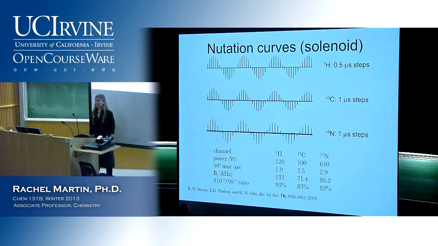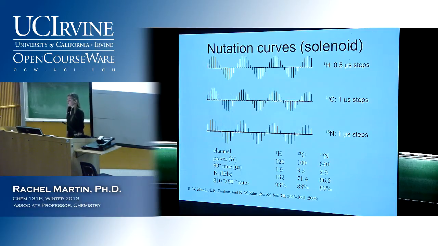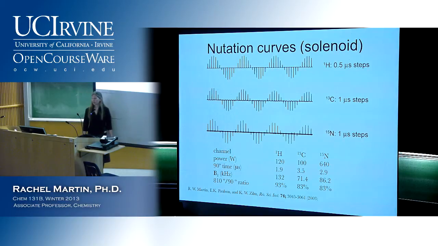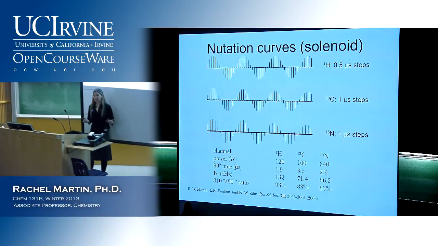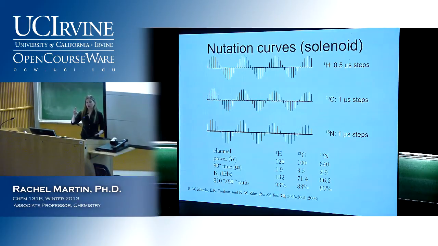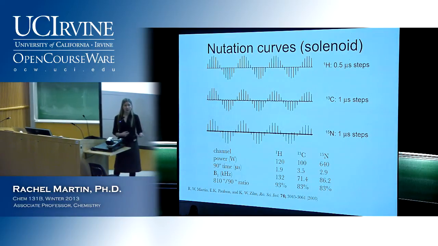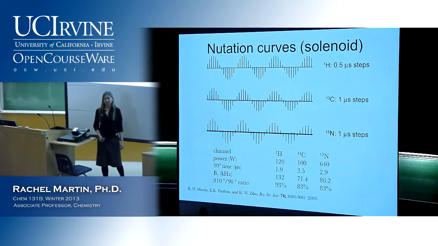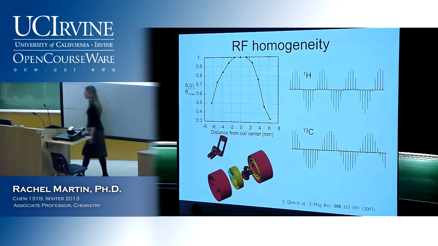So if you look at these plots, in the case of the proton, each one of these steps is 0.5 microseconds. So if we apply the pulse for 0.5 microseconds, you see the first point doesn't tip the magnetization very much at all, and we get a weak signal. The second one, after 1 microsecond, tips it a little bit more, and then we go up to 90 degrees, and so on as the magnetization goes around and around.